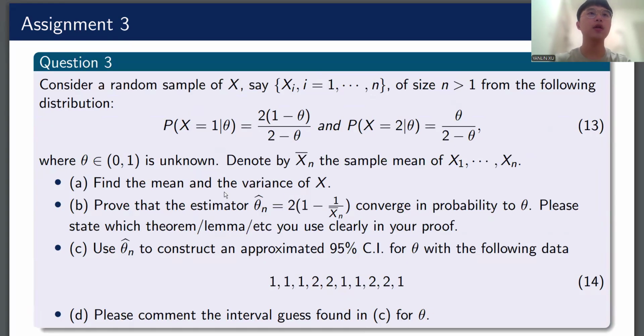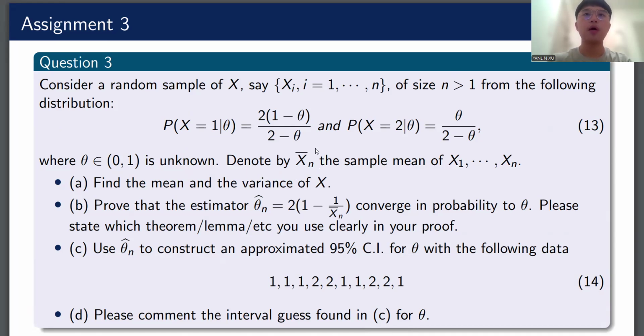Now let's see the final question, question 3. We have to consider a random sample of X. The size of it is greater than 1, and it follows the following distribution, where theta is the parameter, which is unknown.